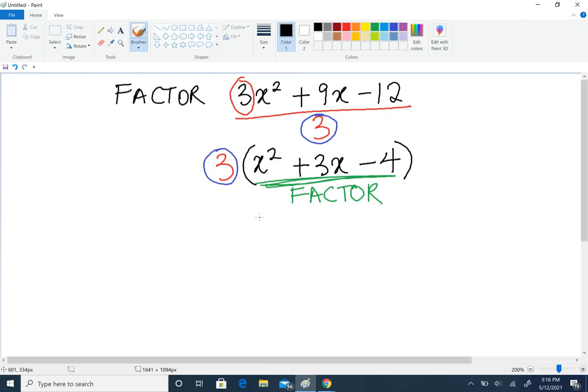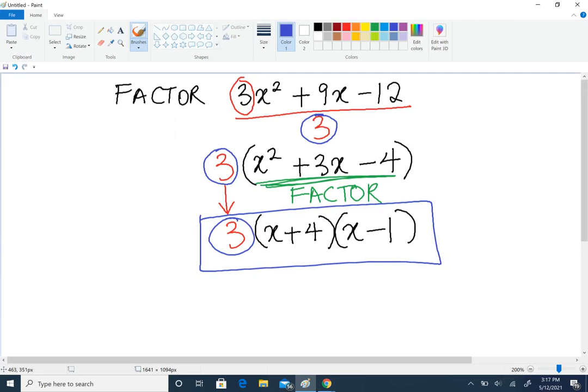Whatever method you prefer. When you factor x squared plus 3x minus 4, you're actually going to get x plus 4 and x minus 1. And then you will just go ahead and bring down the 3 again, the 3 that we divided by at the very beginning. And that's it. That's my answer.